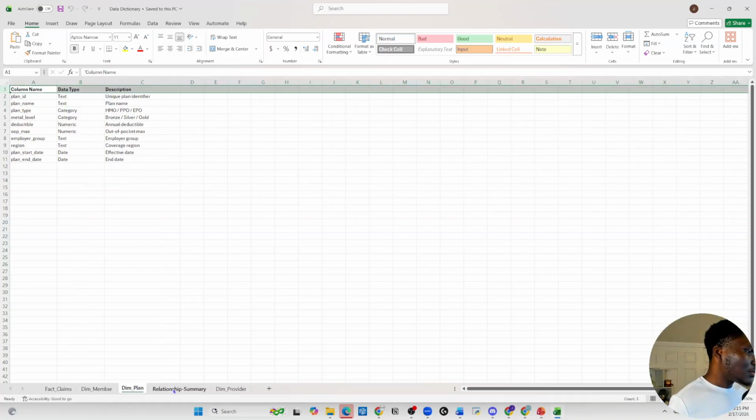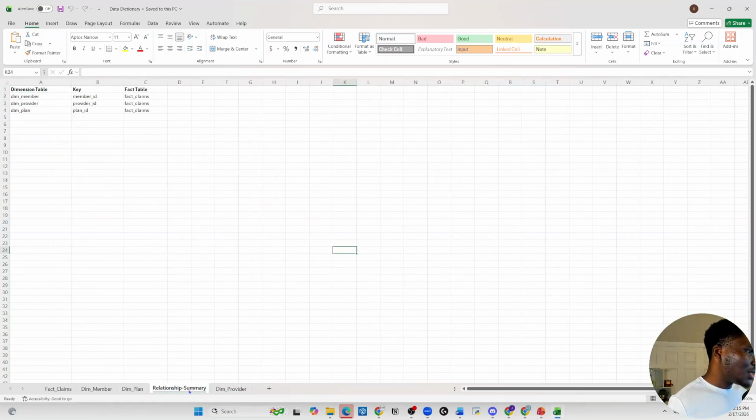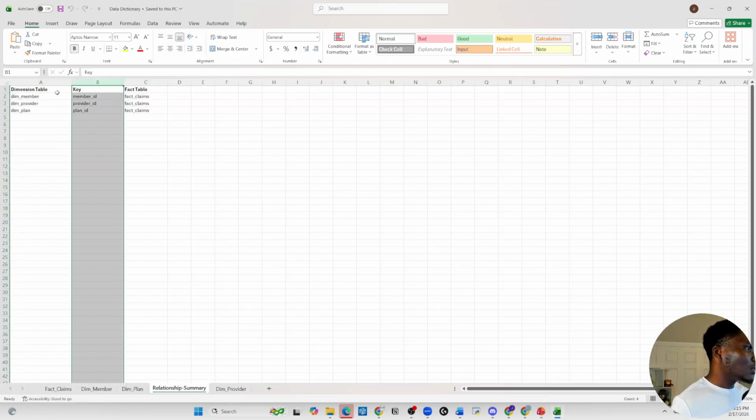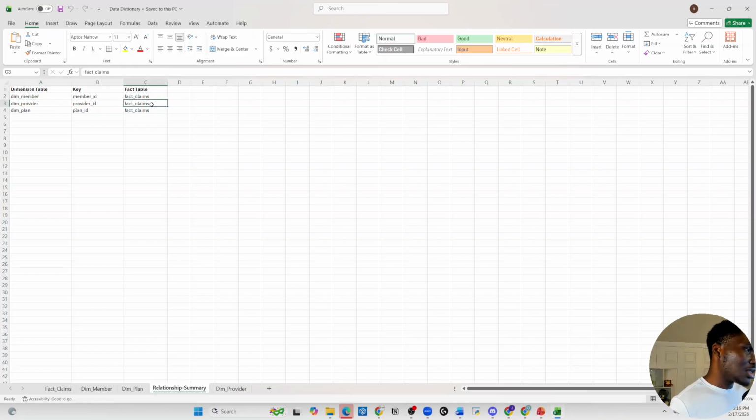Dimension plan, this is the dimension provider. This is the relationship summary. The relationship summary says how this data is related. For the dimension table and the facts table, the key or relationship between both of them is the member ID. For the dimension provider and the facts table, the relationship is the member ID.